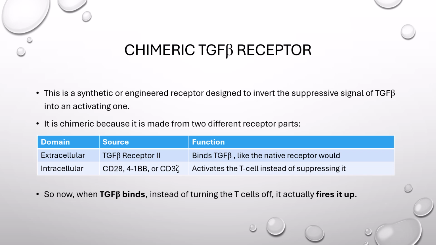For example, you don't want to get that hyperactivation, and also you don't want to get off tumor effects, and also you need to think about exhaustion or cytokine release syndrome. So it's kind of like a balancing act, and you might have to consider dosing or having a genetic safety switch, or exhaustion resistance programming, which is another subject in itself. So basically, overall, what I'm saying is that now when TGF beta binds, instead of turning off the T cells, it actually fires it up.